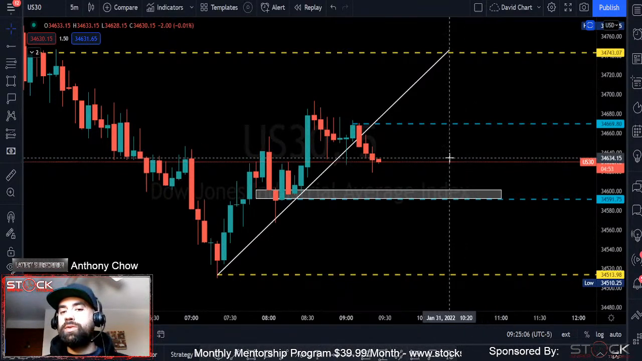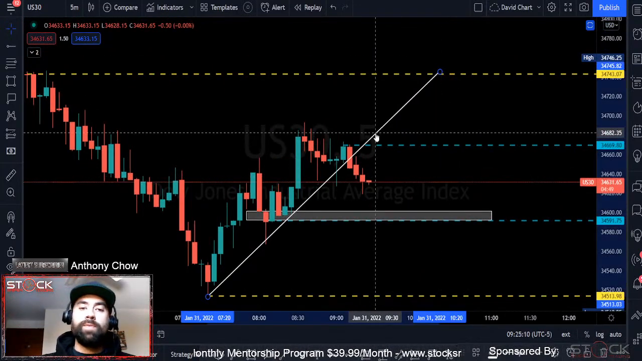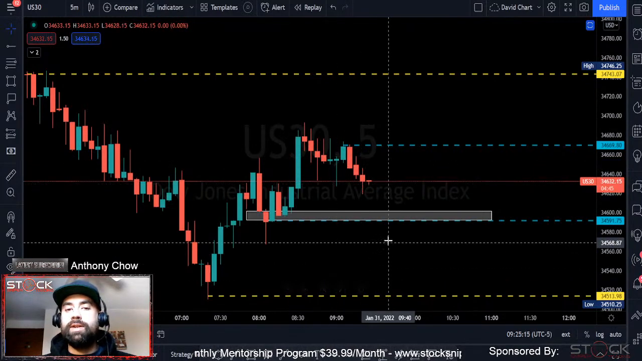Okay, here's that 9:25 candle, guys. So next candle is going to be 9:30. All right, I am going to erase this. We broke it. Okay, and they're starting to fade. Now it's just based on price.